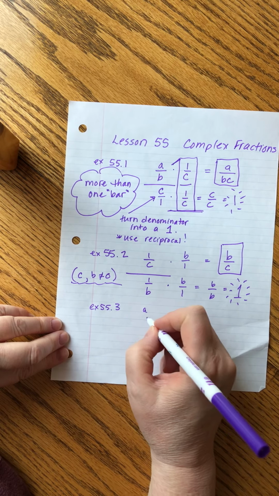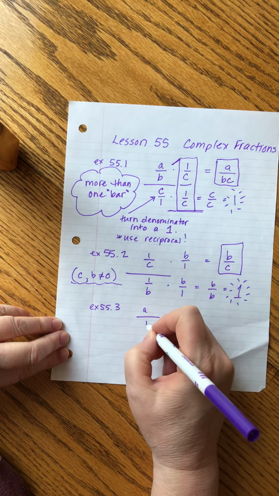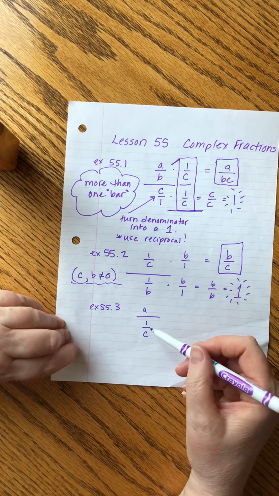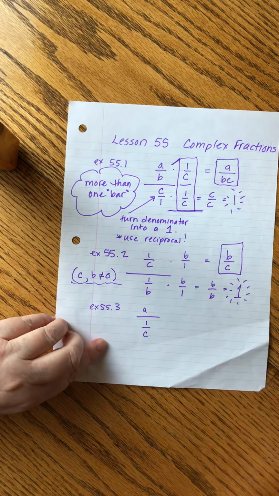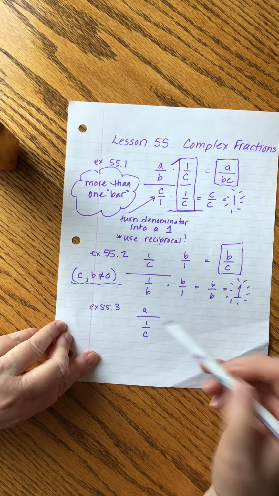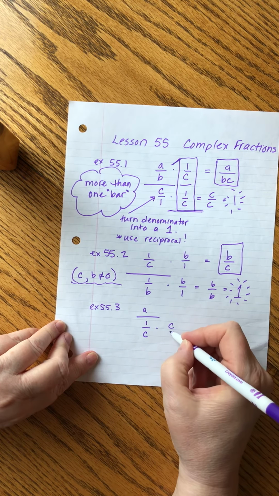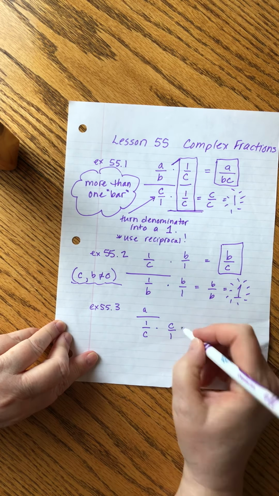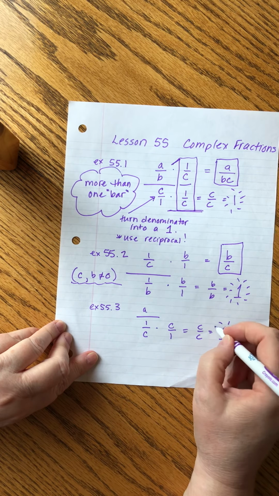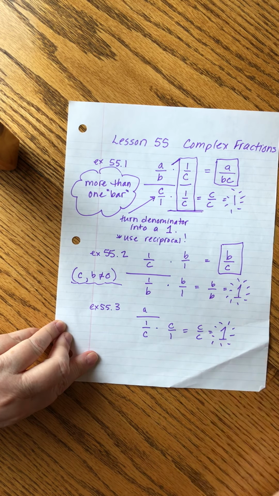A over 1 over C. Okay, this one looks a little different. It's weirder on the bottom and easier on the top. It's fine, don't worry. We turn our denominator into a 1. We use a reciprocal. C over 1. That gives us C over C, which is equal to 1, which poofs, and we no longer have a denominator.